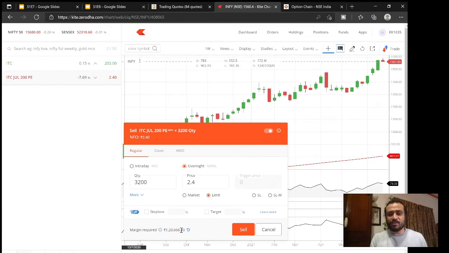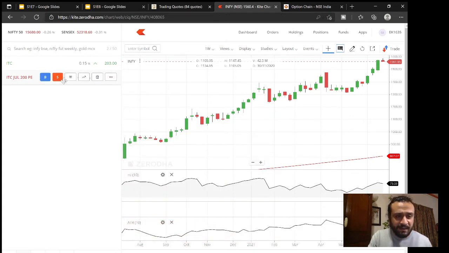Why are they blocking so much margin? Say for example, tomorrow ITC falls by 10% in a day. It can happen. Suddenly you see the loss is 20 points. So 20 into 3200, that's 64,000 rupees will be your loss. From that blocked margin, Zerodha will be able to pay the buyer. Is that clear? So this is why option shorts are costlier.